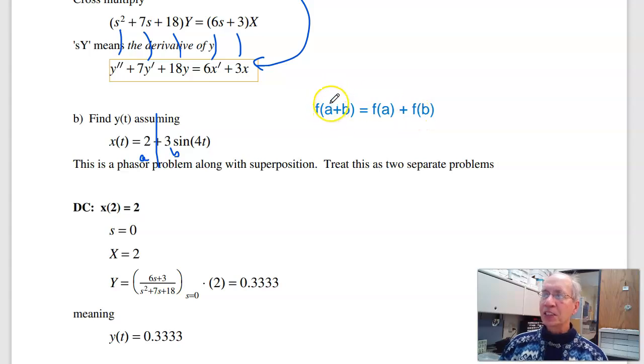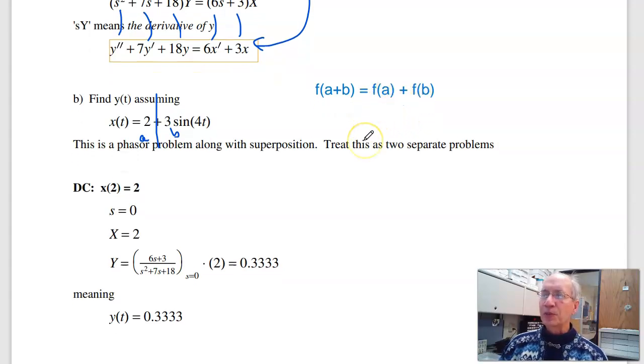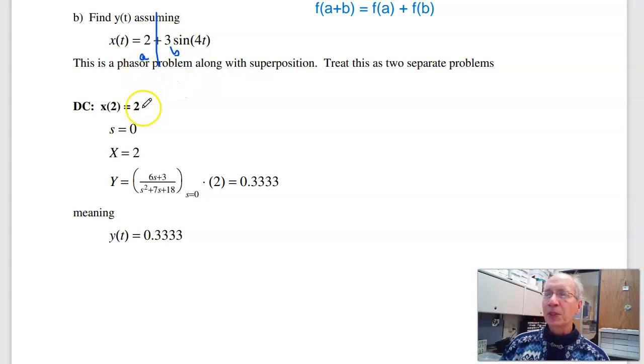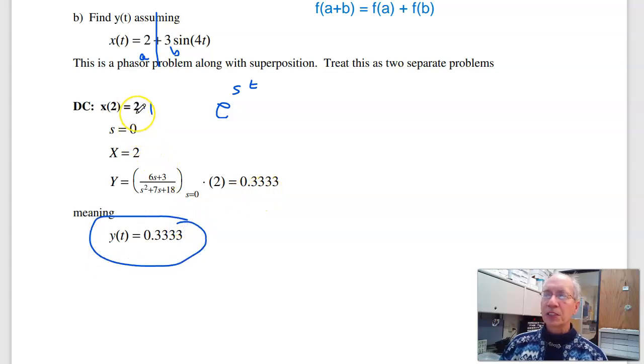The way I implement it, I just take the net waveform, run it through my filter. Analysis is using superposition phasors. Treat it like two separate problems. So the first problem, if the input is 2, everything is e to the st. 2 is just 2 times 1. When s equals 0, e to the 0 is 1, so s equals 0. The input is 2. This is the gain everywhere. All I care about is what's the gain at s equals 0 times the input at s equals 0 gives you 0.333. So there's the output when the input is a constant of 2.